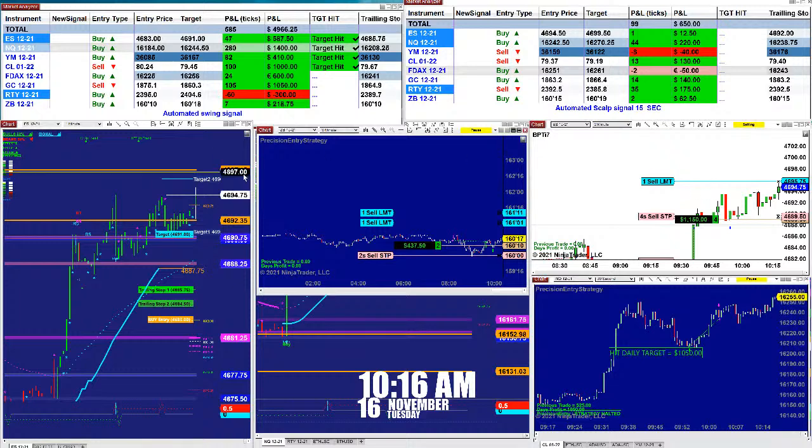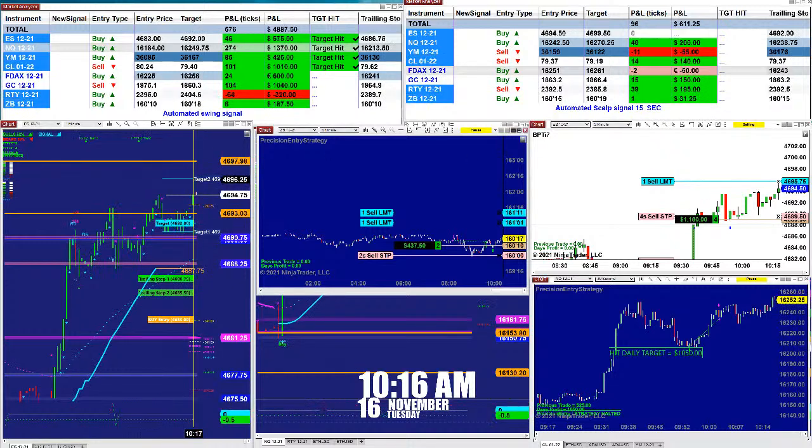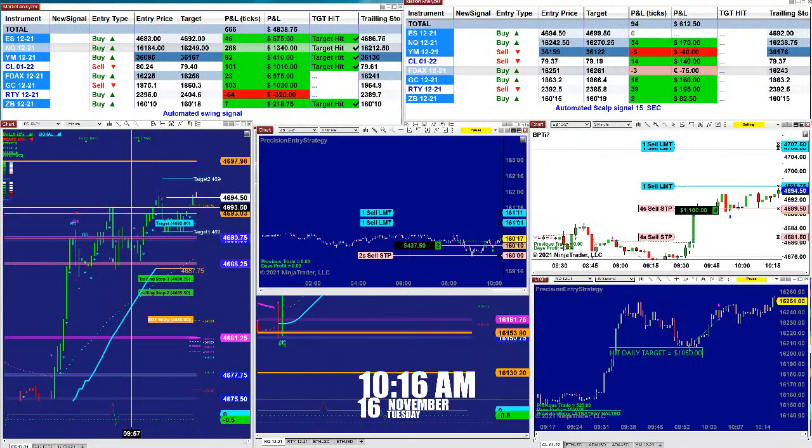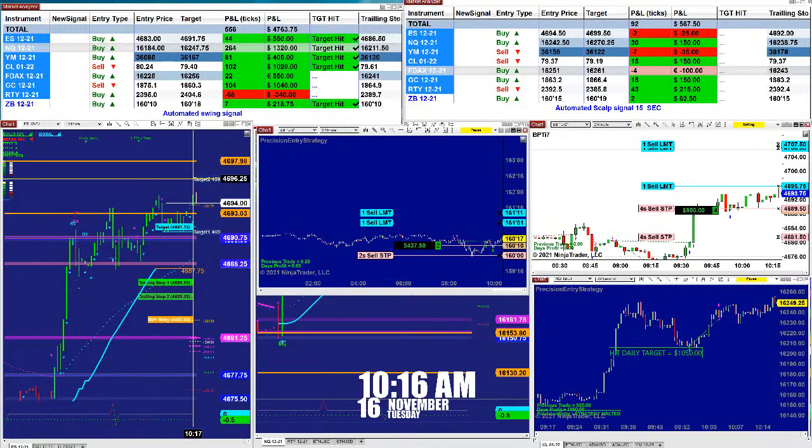Okay, now we are climbing to the target 2 as we expected. And we're gonna log the first trade on the ES. Profit taken from that level here at 46.96.